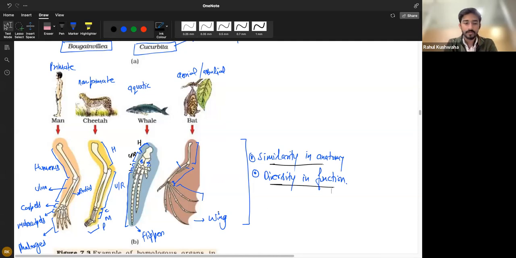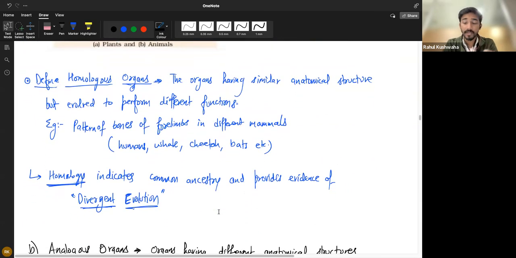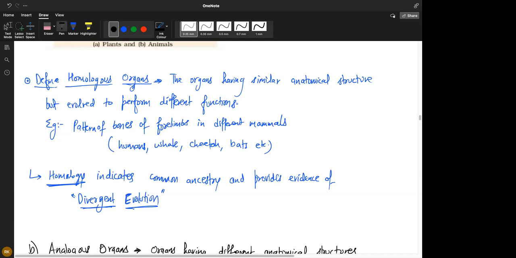Now this type of adaptive evolution is known as divergent evolution. Divergent simply means that organisms which were closely related, or whose ancestors were closely related, who shared a common ancestor long back in time, later on diverged into different groups. So a group called human evolved, and humans were very different from cheetah, but still you will find that they have comparative anatomy. Is it clear? Yes. Yeah.